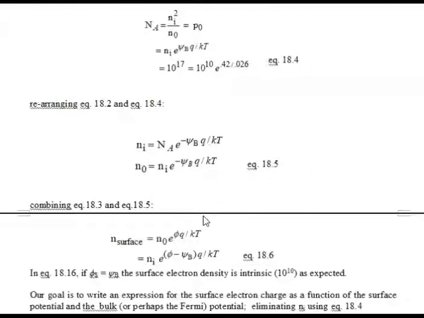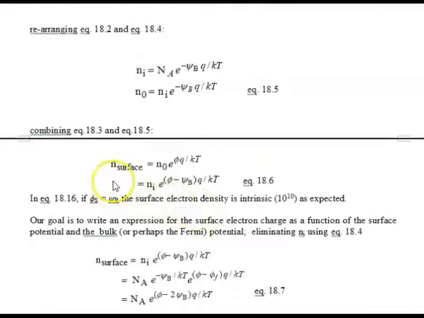Okay, so we combine these two equations. This is what I'm looking for. I don't care about N0. I don't care about Ni. I don't care about Na. I want to know how many electrons are there at the surface. And the number of electrons at the surface is equal to the equilibrium N, or N0, which is 10 to the 3rd, multiplied by the Boltzmann factor.